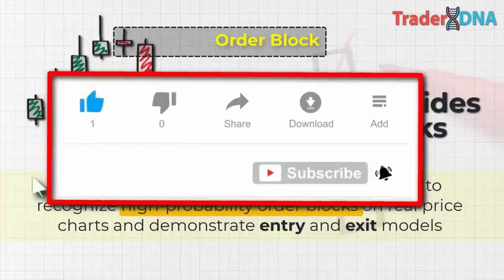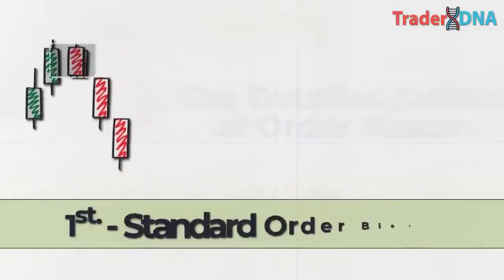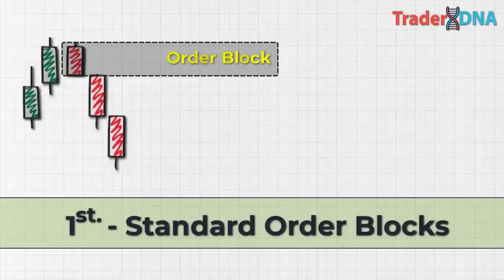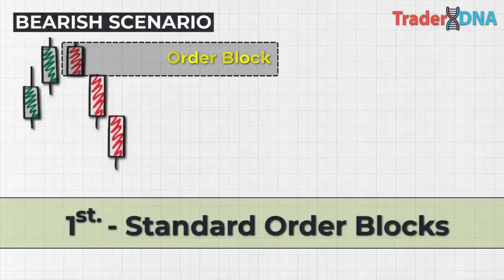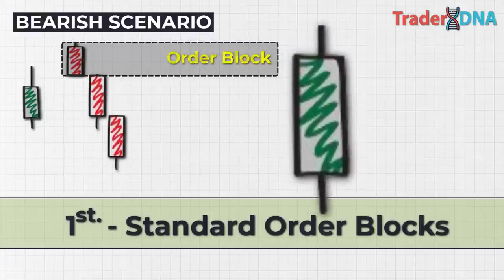Let's start our discussion with the main types of order blocks. The first type is standard order blocks. These are the basic type of order blocks that all order block traders should understand really well. As you can see on this chart, in a bearish scenario, standard order blocks refer to the zone that matches the last bullish candle before a sharp and substantial downward movement.